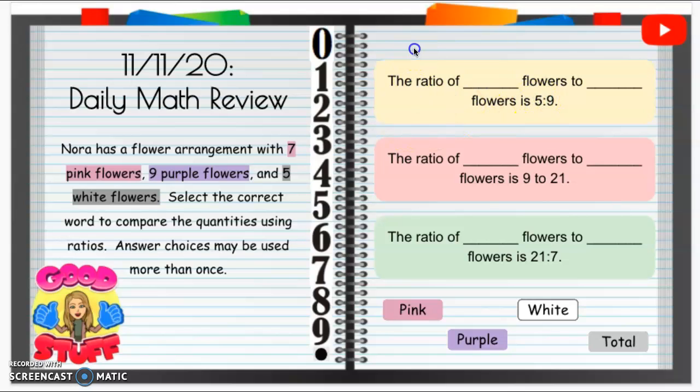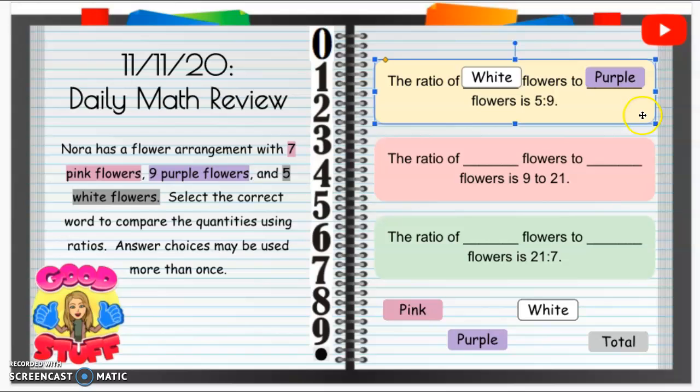All right, so the ratio of blank flowers to blank flowers is 5 to 9. So what color are there 5 flowers of? 5 white flowers. So I'm going to take this white and drag it up here. So the ratio of white flowers to what other kind of flowers is 5 to 9. Now what's 9 flowers? Purple. 9 purple flowers. Awesome. So the ratio of white flowers to purple flowers is 5 to 9.